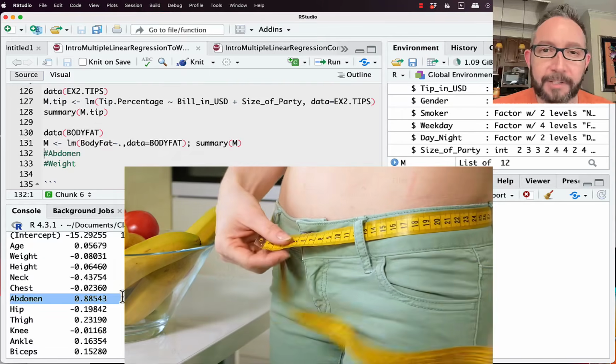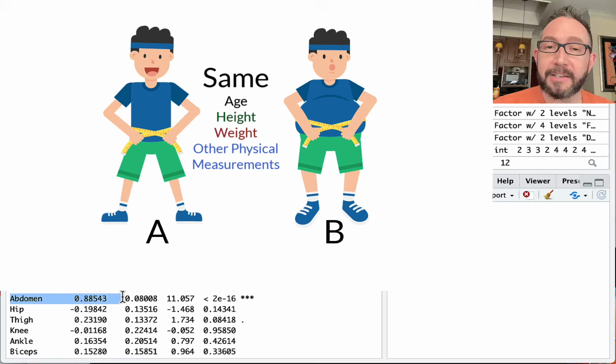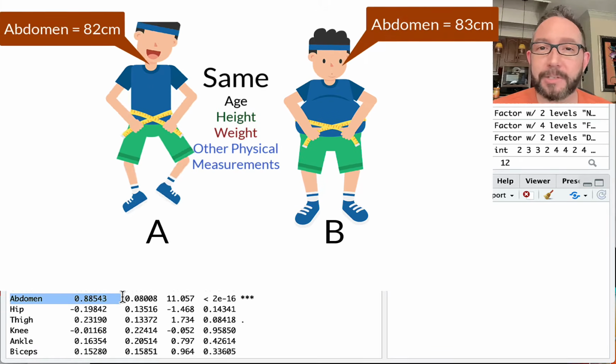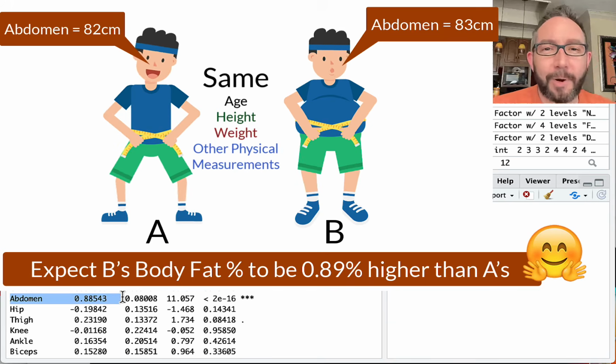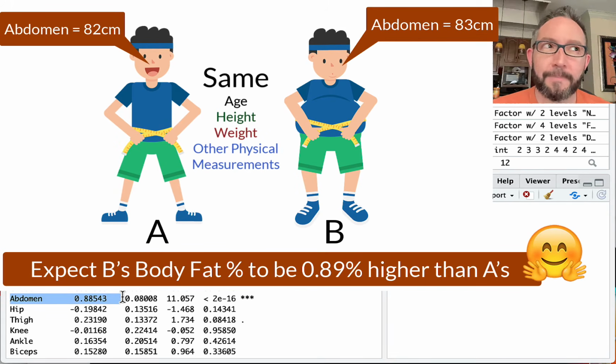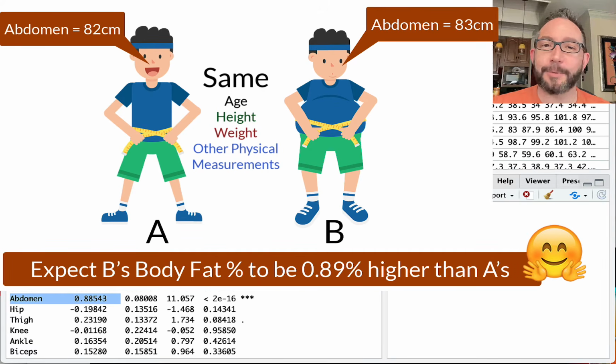So we start out the interpretation by saying two otherwise identical individuals that differ in abdomen circumference by 1 centimeter are expected to differ in body fat percentage by 0.89 percentage points. Now, by otherwise identical, we mean they have the exact same age, the exact same weight, the exact same height, exact same neck circumference, chest circumference, etc., etc.